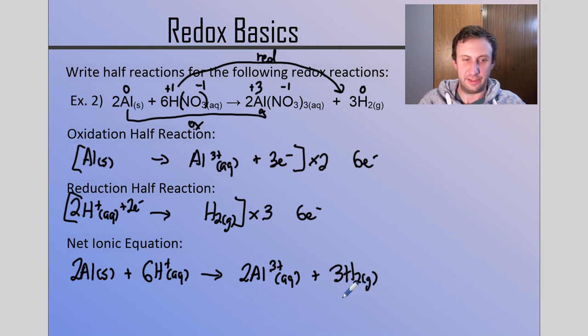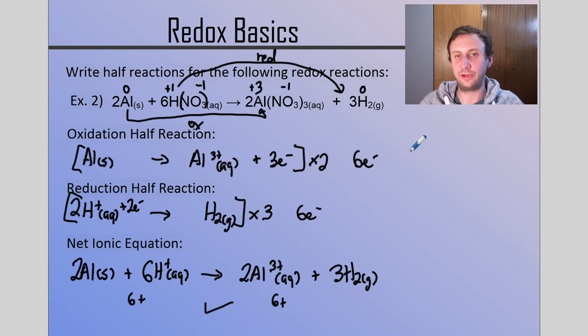So I have 2 aluminums, that's all good, 2 and 2, and I have 6 hydrogen atoms, so that looks good. Let's look at charge. I have 6 positive on the left, and I have 2 times 3 is 6 positive on the right, so it works. It's all good. It's a good half reaction.